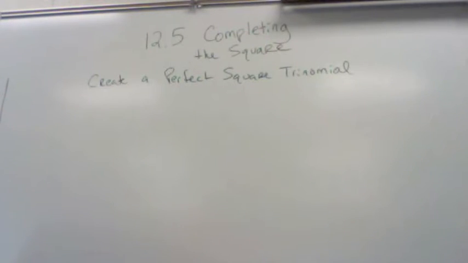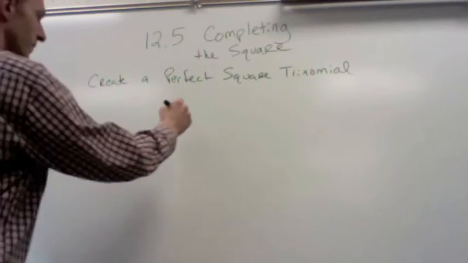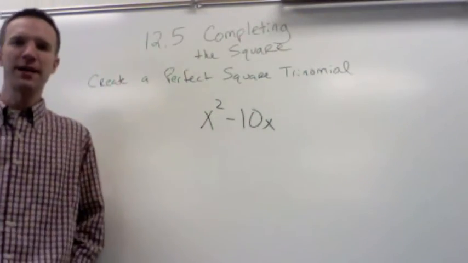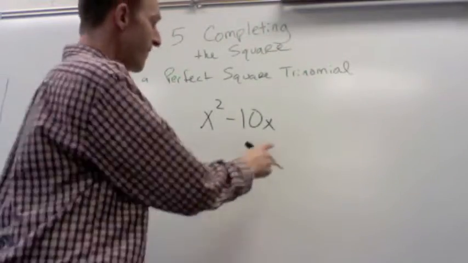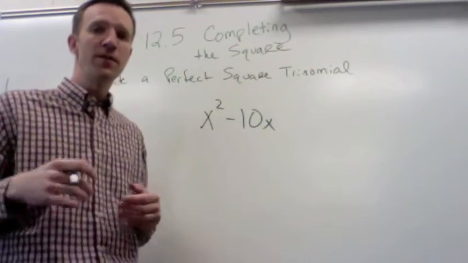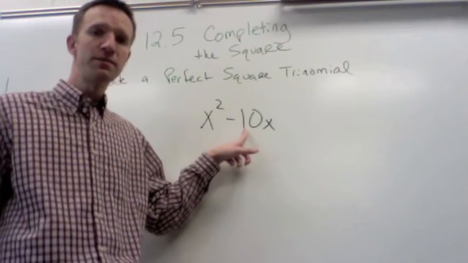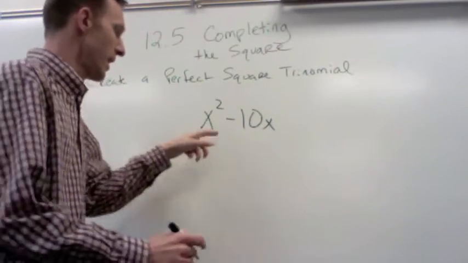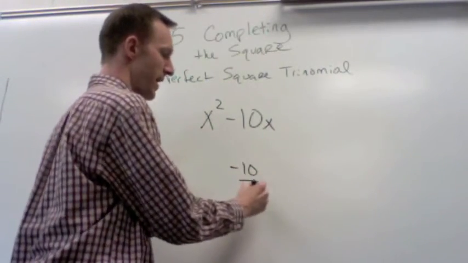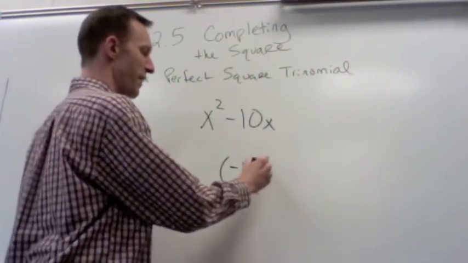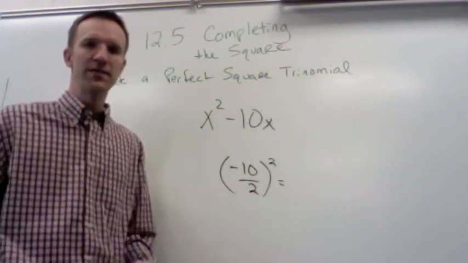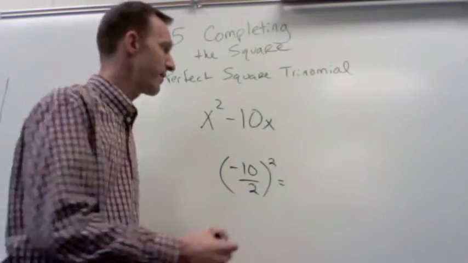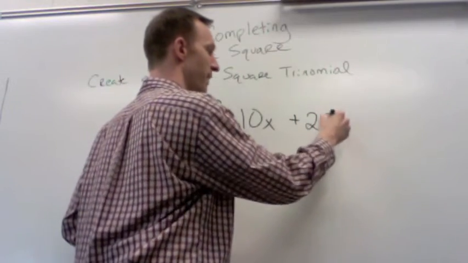Let me look for an example over here. x squared minus 10x. If I had to figure out what we'd have to add to this to make a perfect square trinomial, again, I'm going to look at this b value, this negative 10. Notice it's negative, it's not positive. I'm going to do negative 10 divided by 2, and then I'm going to square that. So negative 10 divided by 2 is negative 5. Negative 5 squared is positive 25. So I add a positive 25.